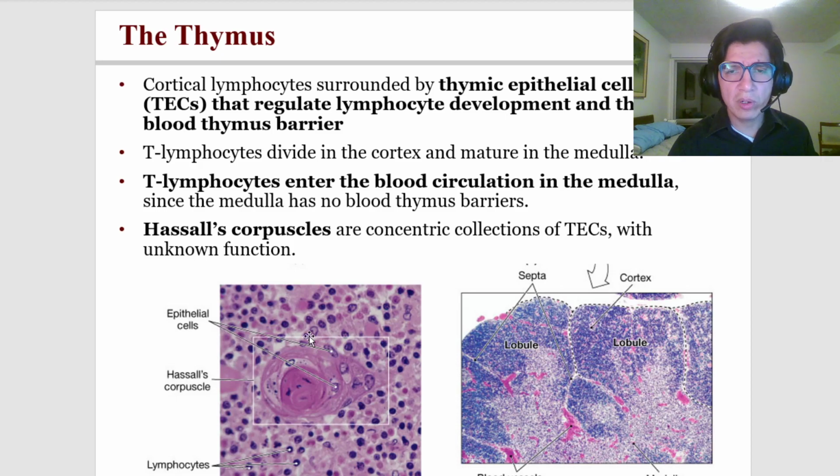There are these components within the thymus called Hassall's corpuscles, and they're just thymic epithelial cells creating these layers, and we don't know what they do.